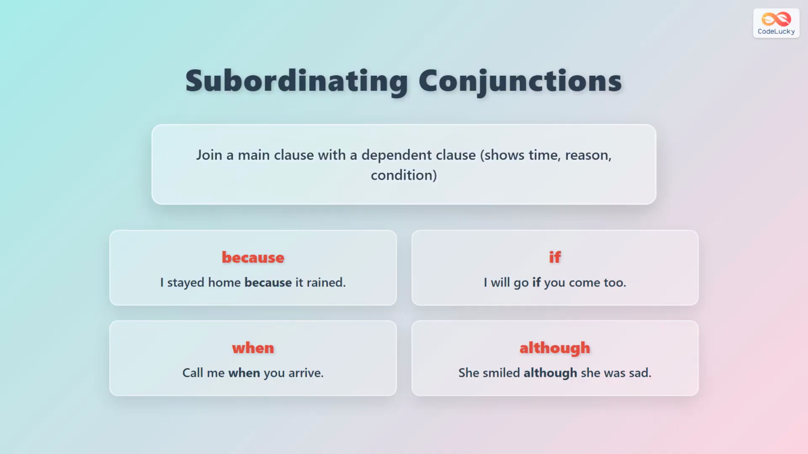Subordinating conjunctions join a main clause with a dependent clause. They show time, reason, or condition. Because shows reason, if shows condition, when shows time, although shows contrast between clauses.